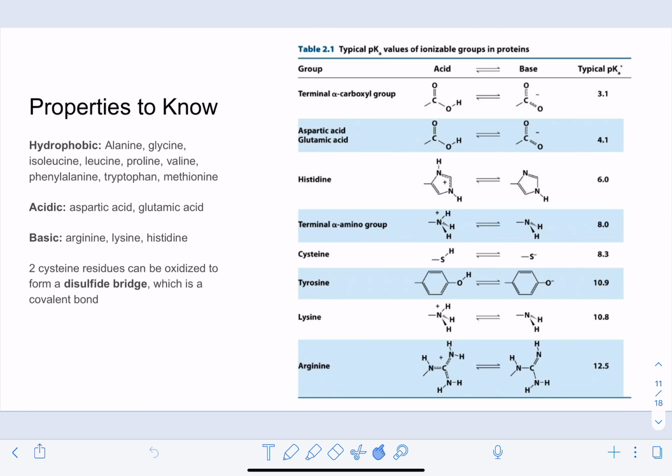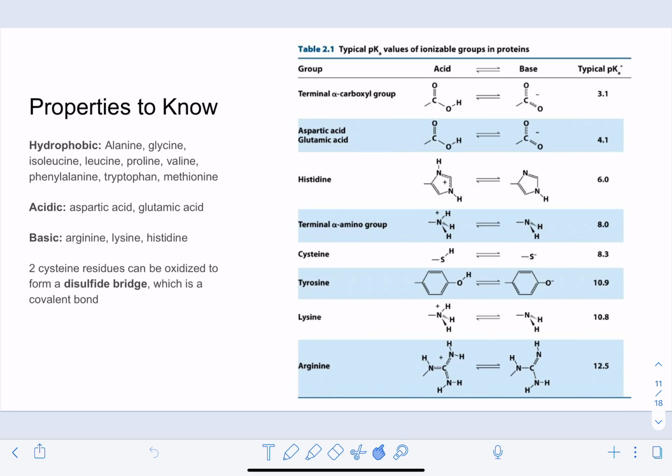Additionally, you will also need to memorize pKa values for the acidic carboxyl group and the basic amino group present on every amino acid, as well as some pKa values for unique side chains present on these specific amino acids, which are aspartic acid, glutamic acid, histidine, cysteine, tyrosine, lysine, and arginine.